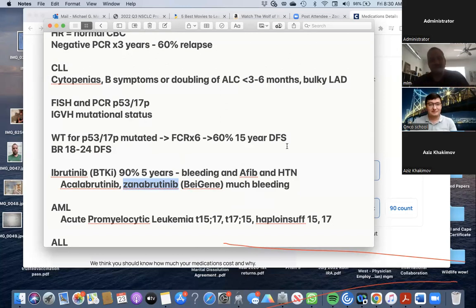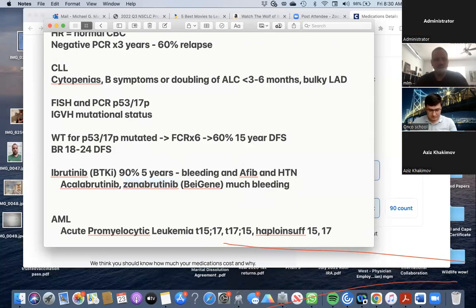So interesting. But yeah, so zanubrutinib is something that you should be able to get access to, because again, it's much less expensive. The other way to consider treating it in the first line is with Venetoclax and obinutuzumab, which is a CD20 monoclonal antibody. The Venetoclax works differently. It is a BCL2 inhibitor, and it's combined with a monoclonal antibody against CD20.